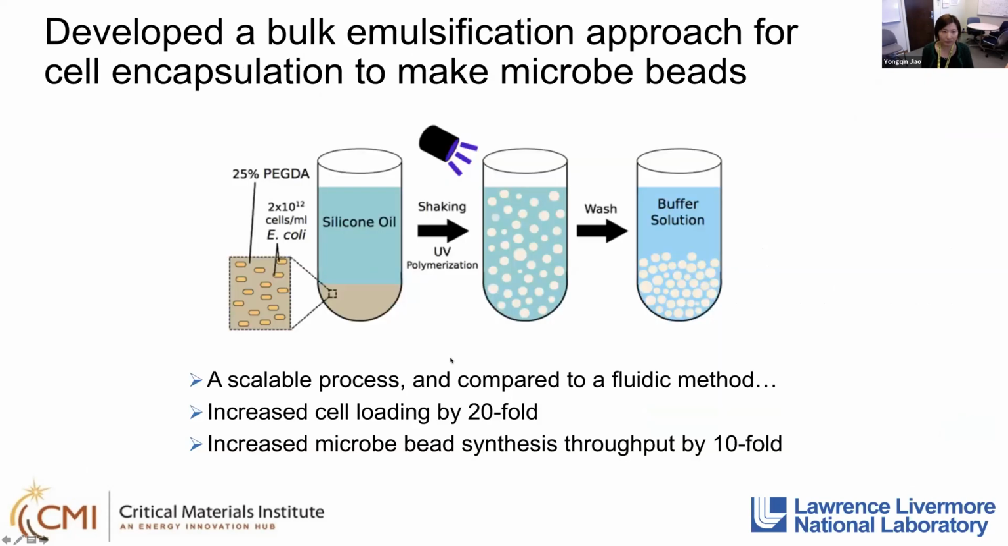And we developed further owing to the effort from a graduate student, Aaron Brewer from UW. Initially for the microbead formation, we adopted a fluidic method that we previously developed at Livermore. But then we quickly found that the throughput of bead production through the fluidic method was very slow. And therefore, Aaron developed a bulk emulsification approach for cell encapsulation to make those microbeads. In comparison to the fluidic method that we used initially, this bulk emulsification method has increased the cell loading by 20-fold. That translates to rare earth absorption capacity directly, and has increased the throughput of production by over 10-fold.